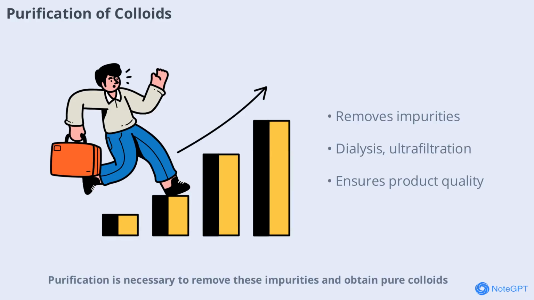Purification is necessary to remove these impurities and obtain pure colloids. Common methods include dialysis, ultrafiltration, and electrodialysis. Dialysis uses a semipermeable membrane to separate small impurities from colloidal particles. Purification is crucial for research and industrial applications, ensuring the quality and performance of colloidal products.